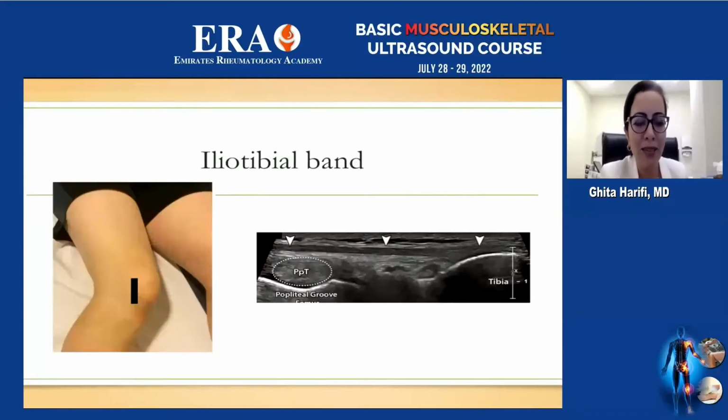Why is it important to check the iliotibial band? In mechanical, non-inflammatory pathology, it's an area where a focal thickening or surrounding fluid can be seen, especially at the distal femur, and it can indicate iliotibial band friction syndrome, which is quite common in runners and in sports medicine.